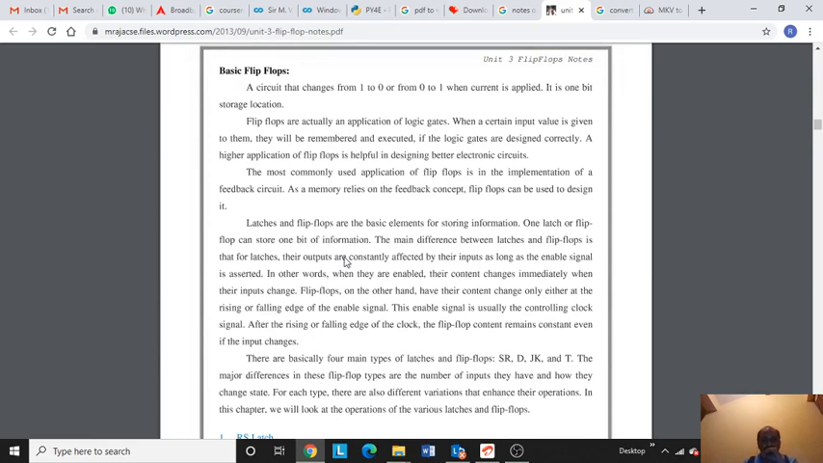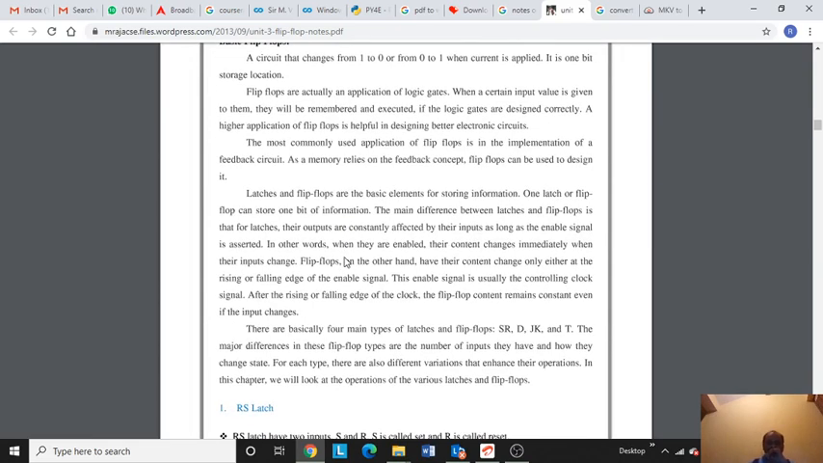Now, there is something called latches. The first concept is the latch, and later we have the flip-flop. Latches and flip-flops are the basic elements for storing information. One latch or flip-flop can store 1 bit of information. The very important thing, the main difference between a latch and a flip-flop, is that for latches, their outputs are constantly affected by their inputs as long as the enable signal is asserted.